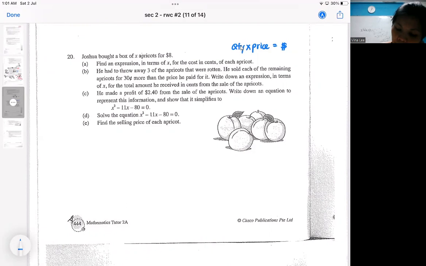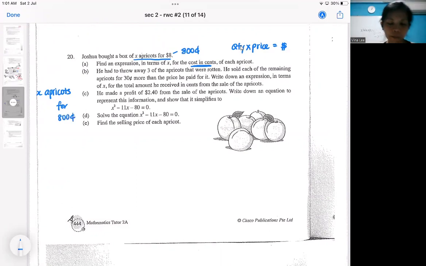For the first part, X apricots cost $8, but I will need the cost price in terms of cents. So 800, that will be 800 cents.